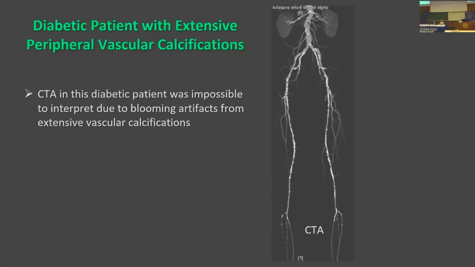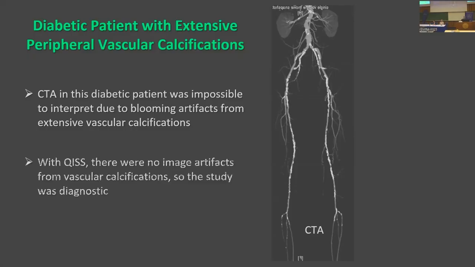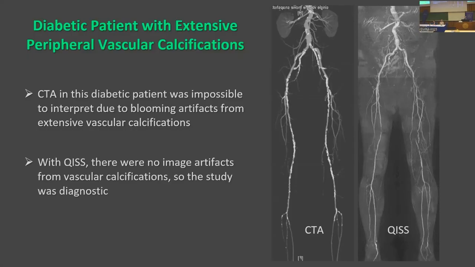Here, for instance, we see the CTA in a patient with diabetes, and many diabetic patients have extensive calcifications. It makes it very difficult, even with the newer CT scanners, especially in the calf vessels, to accurately distinguish the calcium from the enhancing lumen. But with KISS, as you can see, there are no artifacts, and you can get very comprehensive evaluation.